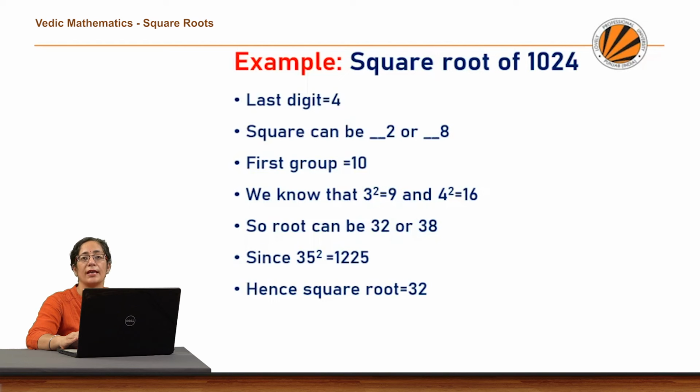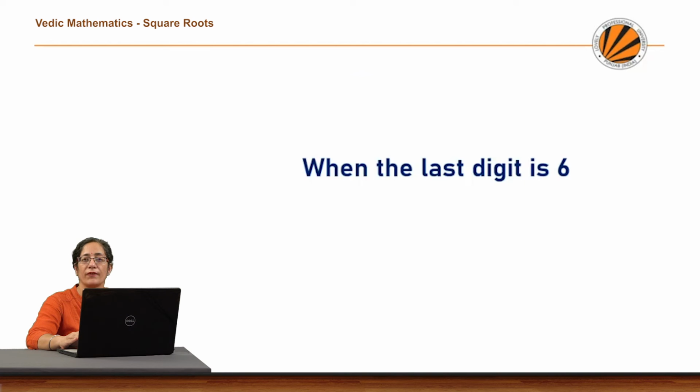In order to finalize, we have to choose a mediator. That is, I will take 35 square by myself, and we know it is 1225, and it is more than 1024. So the better choice is 32. Right? So the square root is 32. Let's find out when the last digit is 6.